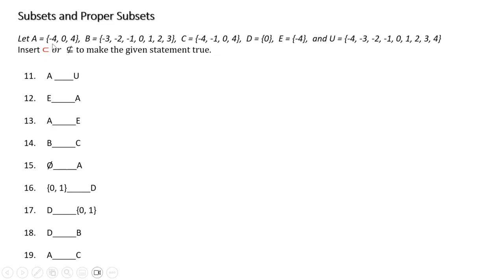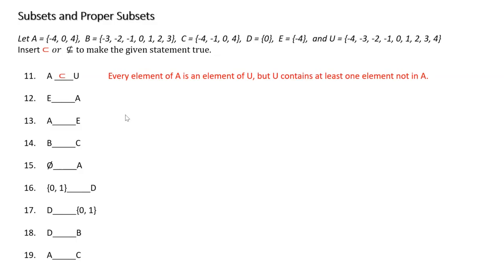Let's go here. We have A. It has the elements -4, 0, and 4. Let's go to the universal set. You see it has the -4, the 0, and the 4. So the first symbol goes in there. And here's the reason why. Every element of A is an element of U, but U contains at least one element not in A. Number 12.